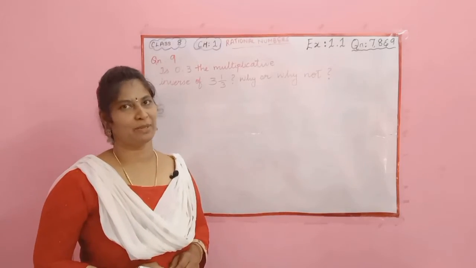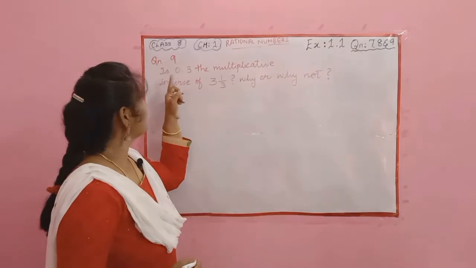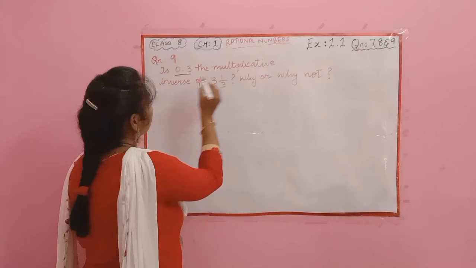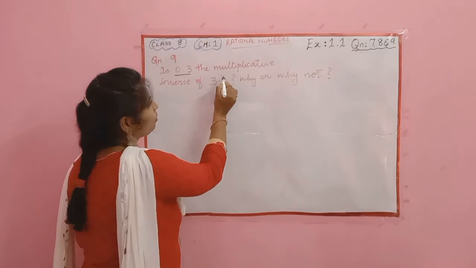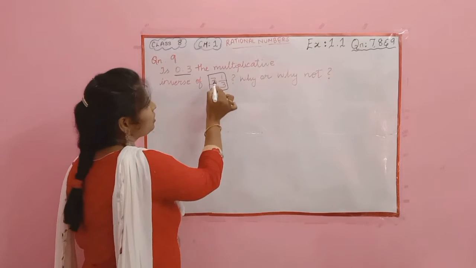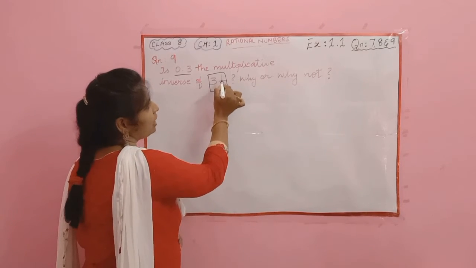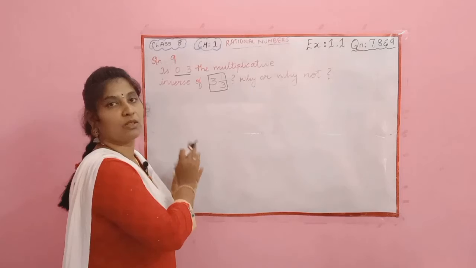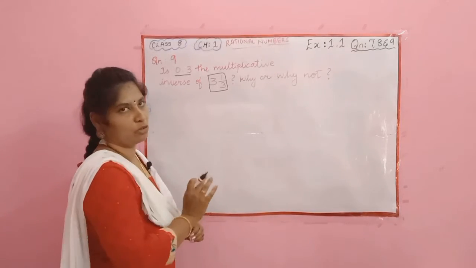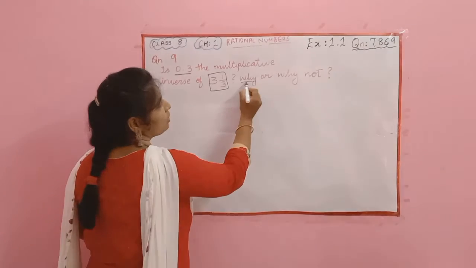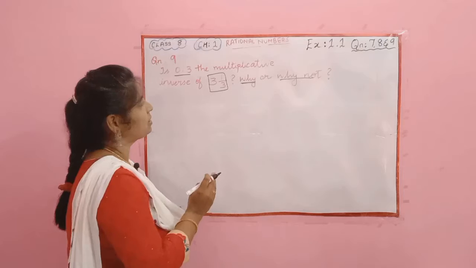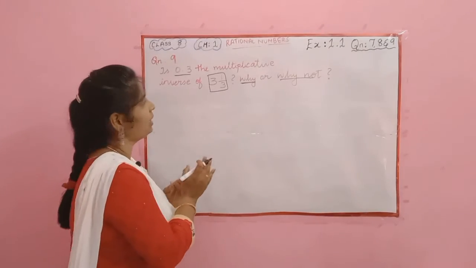Moving on to question number 9. So here is 0.3. Okay, 0.3, the multiplicative inverse of 3 1 by 3. So they have asked whether 0.3 is the multiplicative inverse of 3 1 by 3. So that is the question. Same as the previous question, number 8. Same procedure, and here also you need to say why and why not. Justifying your answer, we have to find the product.